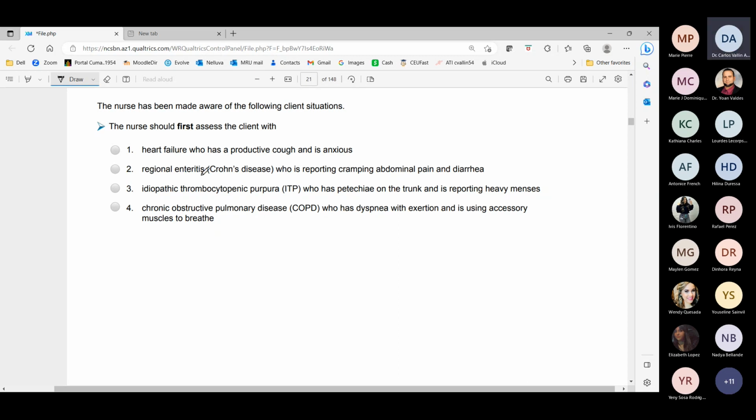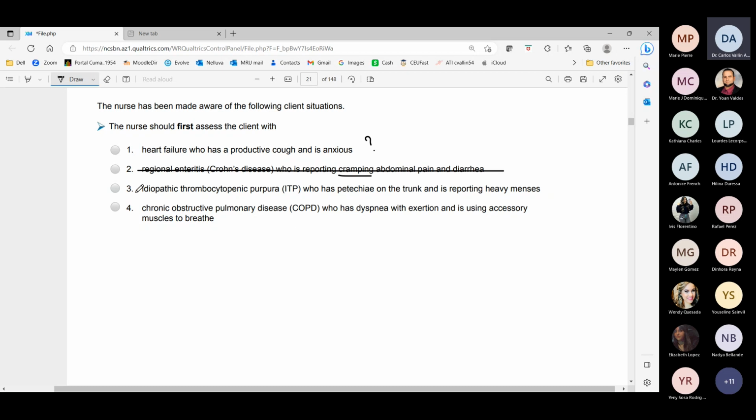Regional enteritis. This is the other name for Crohn's disease, okay? Crohn's disease is the same as regional enteritis, in a client reporting cramping, abdominal pain, and diarrhea. It is expected. It is not a priority. In a chronic disease like Crohn's disease, this is generally not a priority. It doesn't mean that we ignore the pain and the diarrhea, but in this case, we are looking for somebody who is in a predicament.